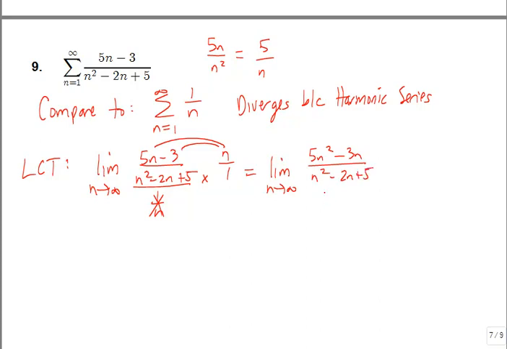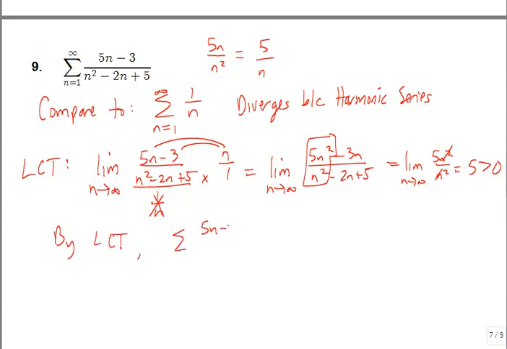Now you can do L'Hopital's rule here if you like. Initially this is infinity over infinity, or you can just look at the dominant terms. These are your dominant terms because they have the highest power, and that is going to reduce to just a 5. So this limit will go to 5, which is greater than 0. So that means by the limit comparison test, this series that we were given must act the same way as our known series, which was that harmonic series, which we knew diverged. So this series must diverge as well.